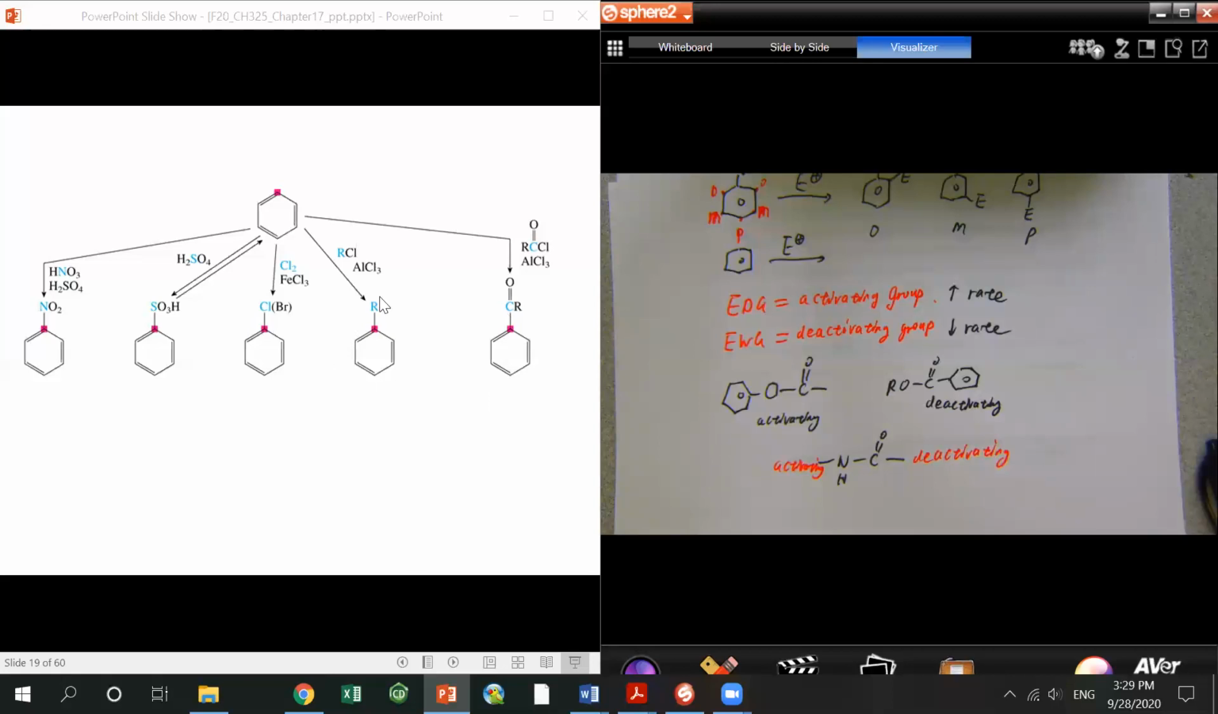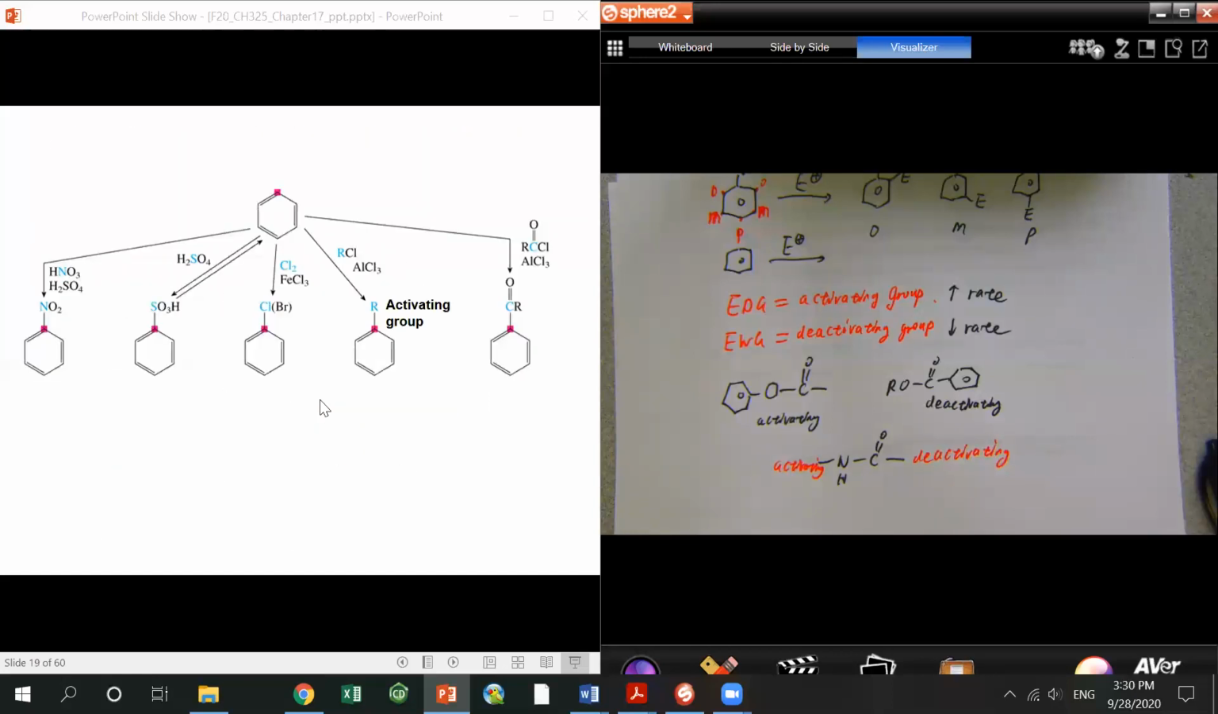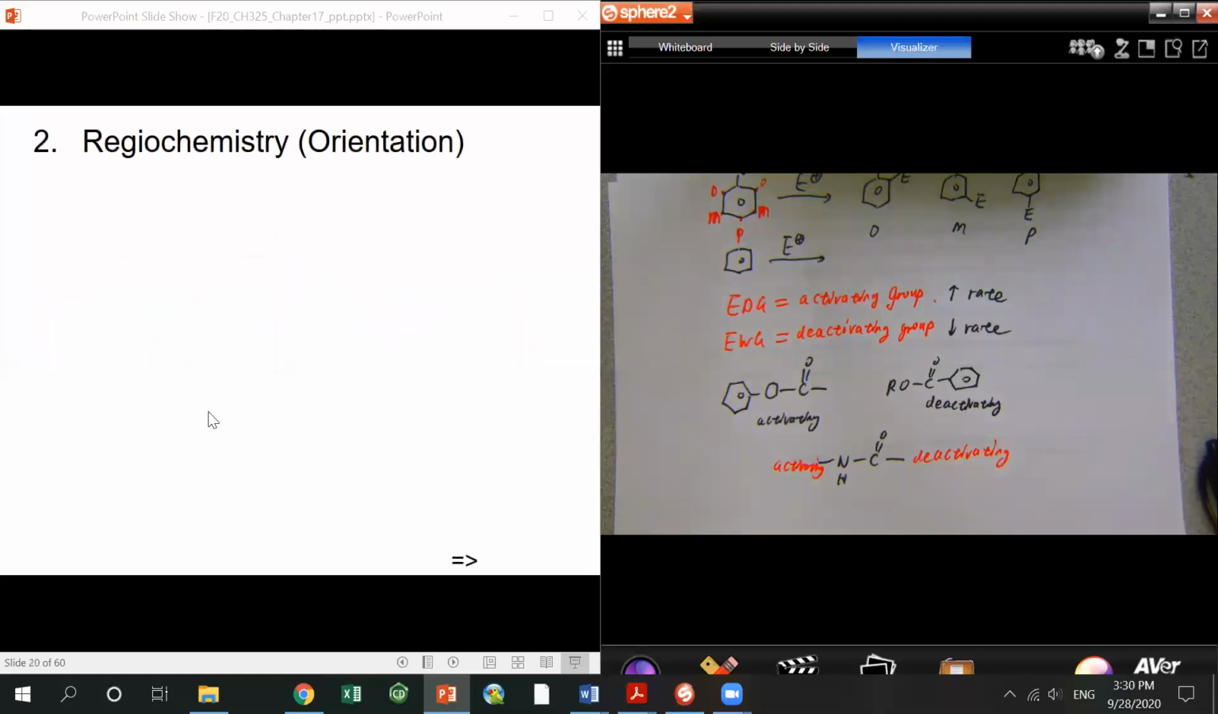In this one, you put an alkyl group on the benzene. The alkyl group is an activating group, so it makes the benzene more reactive, and the reaction cannot stop at this stage. It goes ahead and puts a second one and a third one on, even more. That's why you generate multiple alkylation products. So that explains the problem for the Friedel-Crafts alkylation reaction.